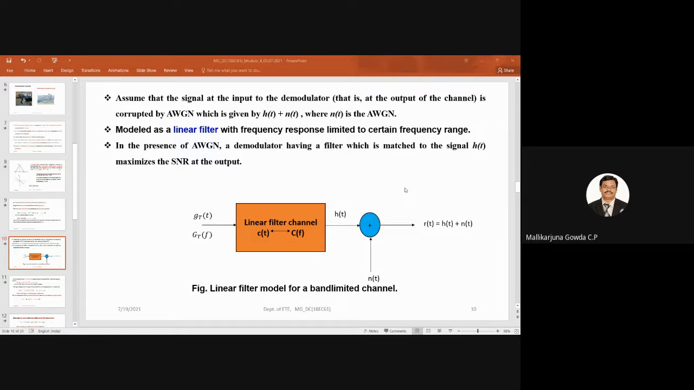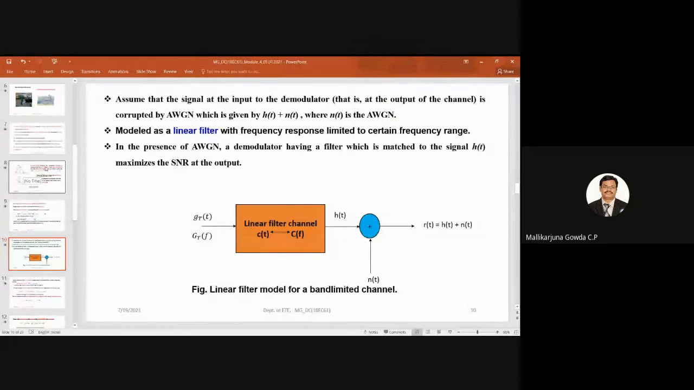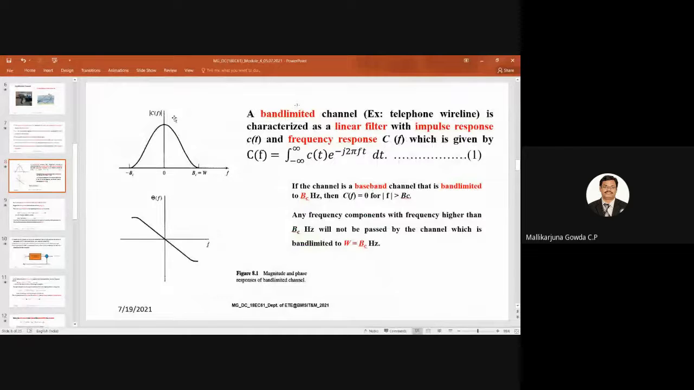As I said, we model the channel as a linear filter having a frequency response, limited to a certain frequency range. Already I have shown the frequency response of the channel. I think you should be able to remember this response. So this is the frequency response of the channel.